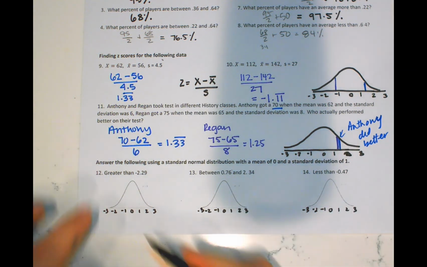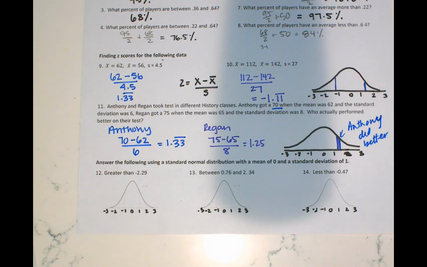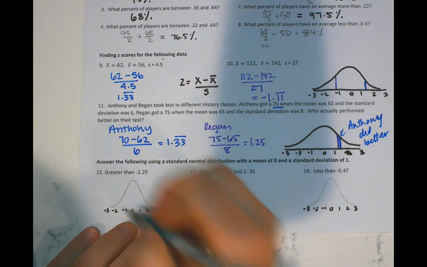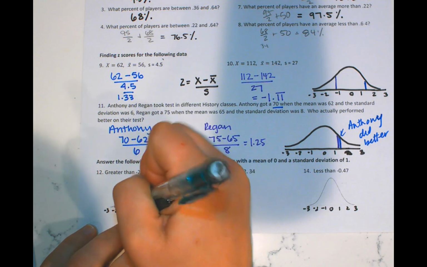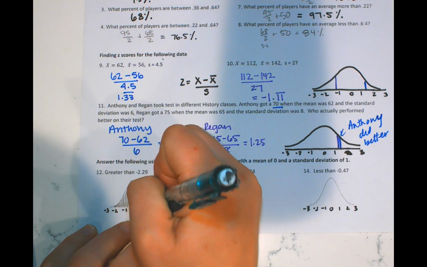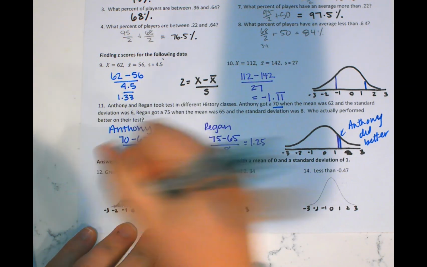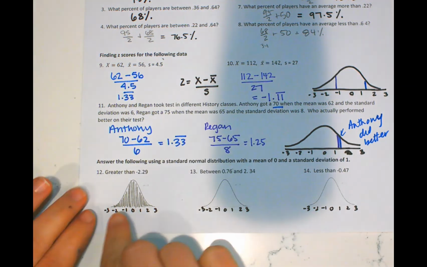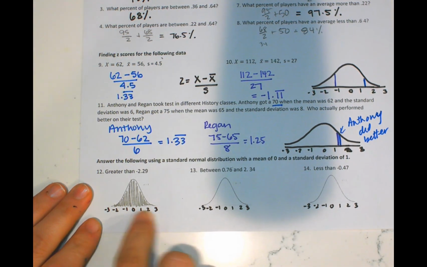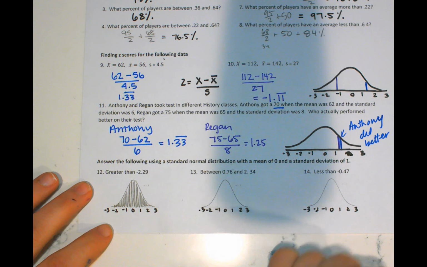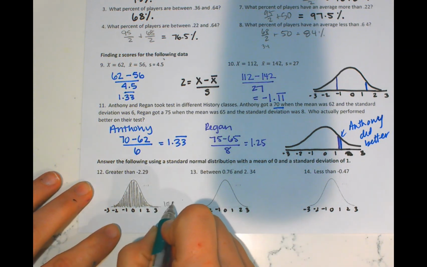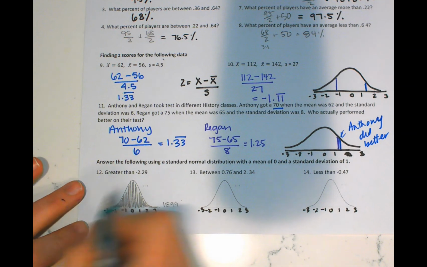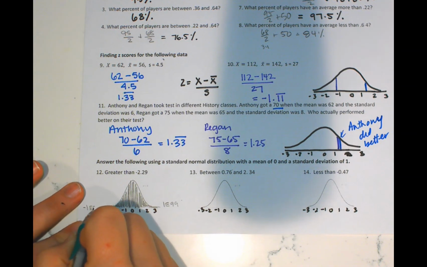All right, so the first one wants greater than negative 2.29. So that would be somewhere over here. And if I want greater than, that means I want all of this area underneath my curve. So then I'm starting at negative 2.29 and I'm going to the very end of this graph. So remember we talked about last class, the very end of the graph this way is positive 1e to the 99. The very end of the graph this way is negative 1e to the 99.